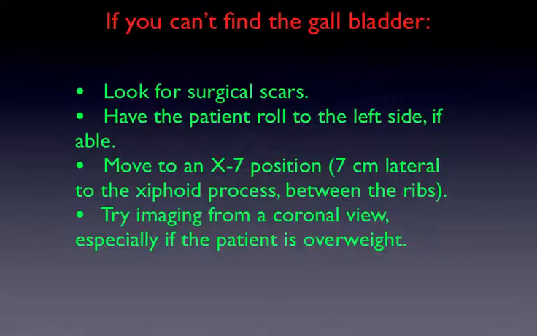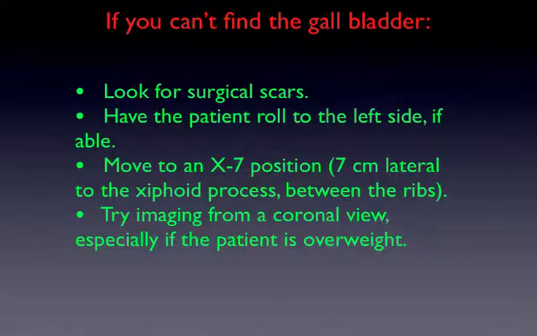If that doesn't work, you may want to try an X-7 position. So what does that mean? X stands for xiphoid, which begins with an X. So you go to the tip of the xiphoid process, 7 centimeters laterally to it, towards the right, and you take the probe and just go anteriorly 7 centimeters from the xiphoid process and aim straight down posteriorly between the ribs, and that's usually about the place where the gallbladder lies.